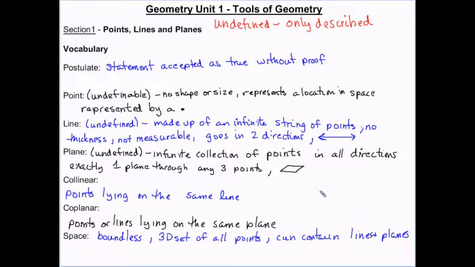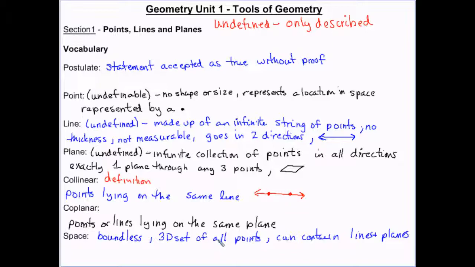Okay, and then we have collinear. This is an actual definition. Collinear are any points that lie on the same line. So if I have a line here and here, this point and this point are collinear.